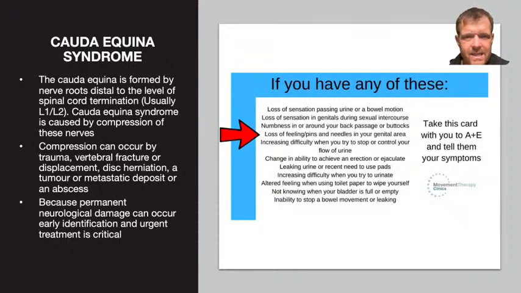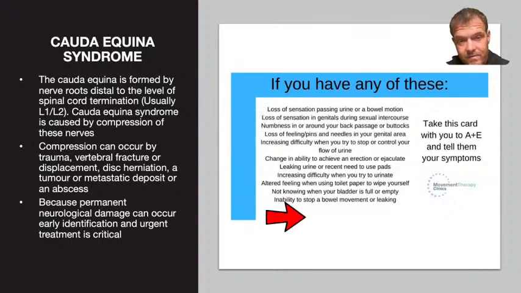So if we just take a couple of these, so loss of feeling, pins and needles in your genital area, increasing difficulty when you're trying to stop or control the flow of urine. So it may be stuff where people don't put two and two together. So they've got lower back pain and they've had these symptoms in the genitalia, or they're having trouble going to the toilet, but they haven't linked it to their back pain. But you need to ask the questions. Okay, so if someone has got back pain, you should be asking these questions every single time, because if you don't ask them, they won't tell you.